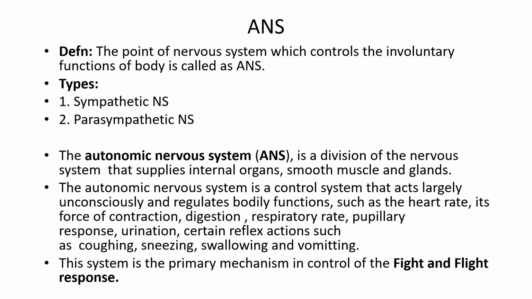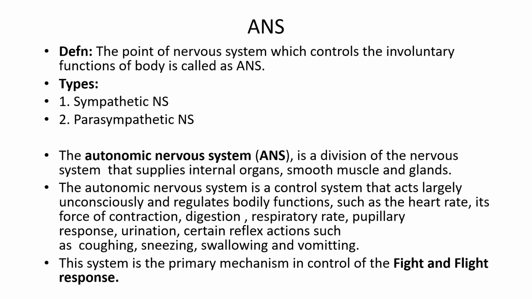ANS, that is autonomic nervous system. It controls the involuntary functions of the body, and the types are sympathetic nervous system and parasympathetic nervous system. So the autonomic nervous system is a division of the nervous system that supplies internal organs, smooth muscles and glands.